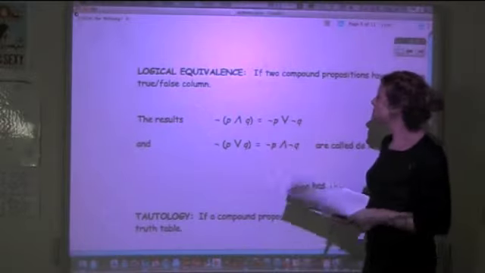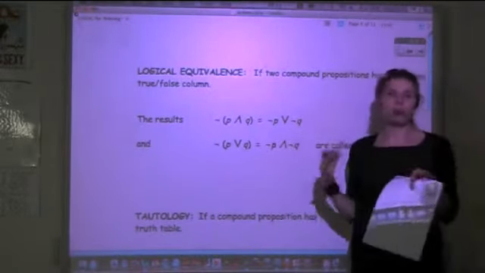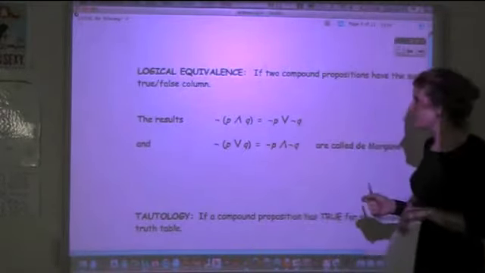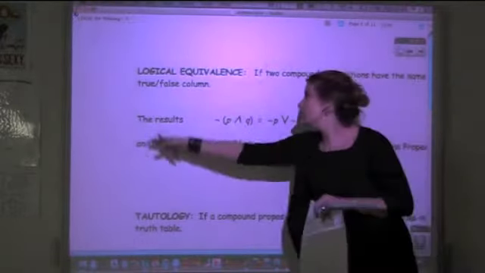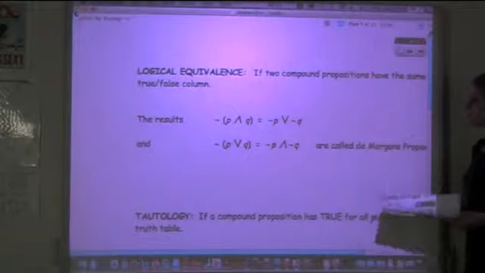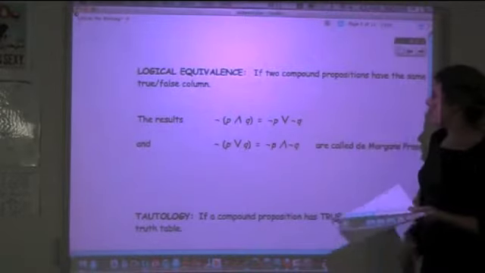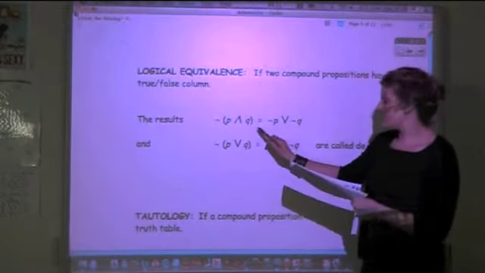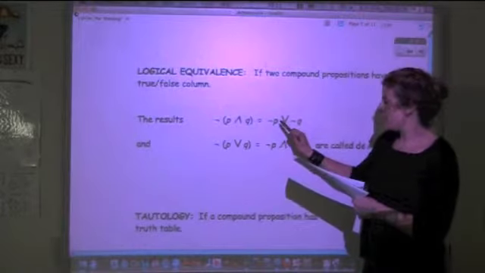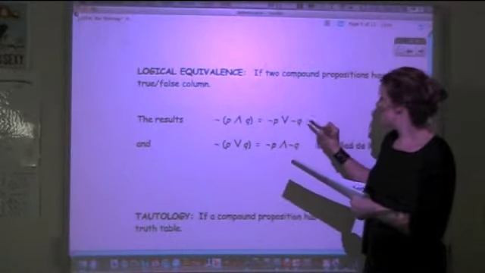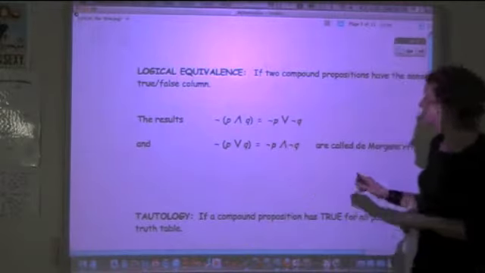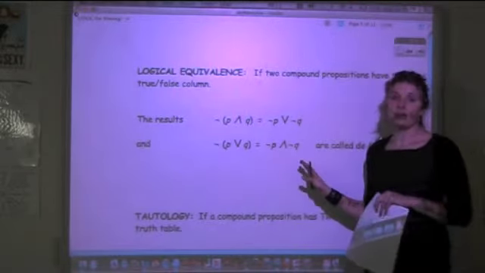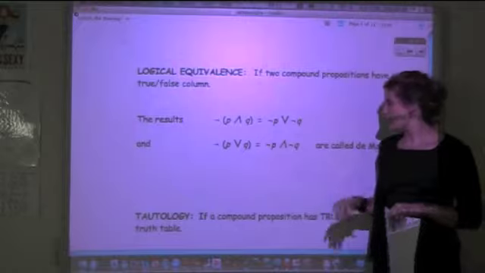A logical equivalence is if two compound propositions have got the same final column in your truth table. And here are two really commonly used results, which are called De Morgan's properties. What we've got here is the negation of the conjunction of P and Q is equal to the negation of P with the inclusive disjunction, the negation of Q. Those two are the same. And similarly, we've got this as well. I'm not going to dwell on that now, but actually you could prove that using truth tables. And that's something we're going to be considering in the next session.